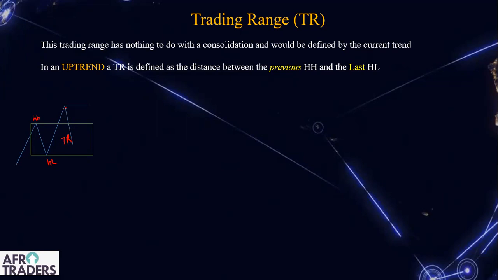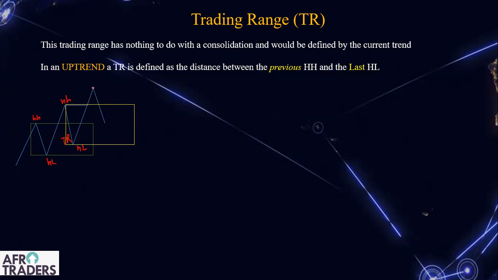Now we are looking at this. If the market trades above that level, the distance between this new higher high and this higher low becomes the trading range. So now we have a new trading range, right?